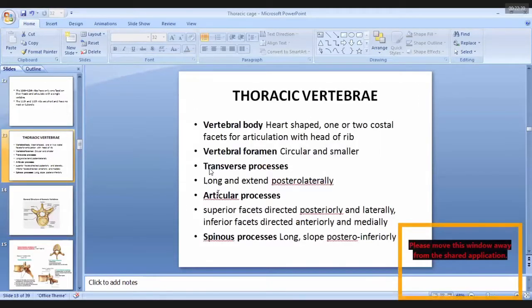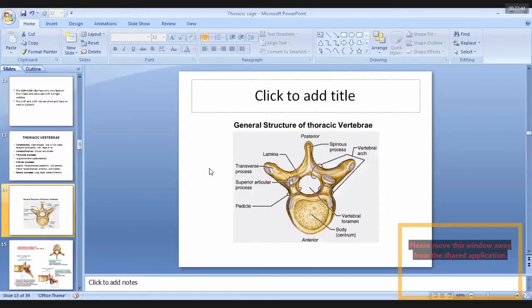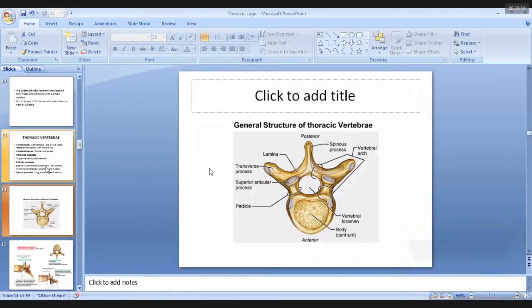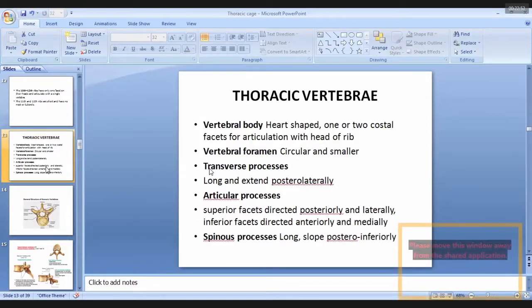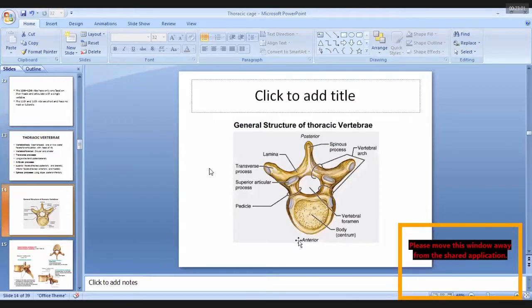The transverse process of the thoracic vertebrae is longer and extends posterolaterally. The superior articular facets are directed posterolaterally, but the inferior facets are directed anteromedially. And the spinous process is long and slopes posteroinferiorly. So these are the main parts of the thoracic vertebrae: the body, then the circular vertebral foramen, and the spinous process that is longer.